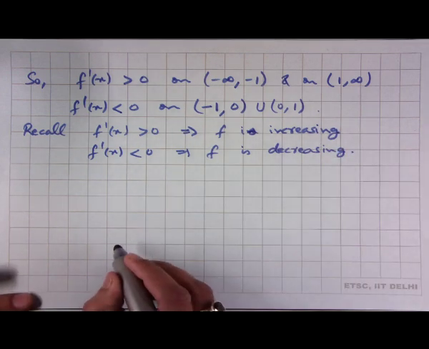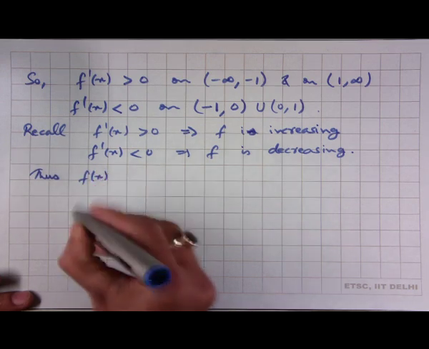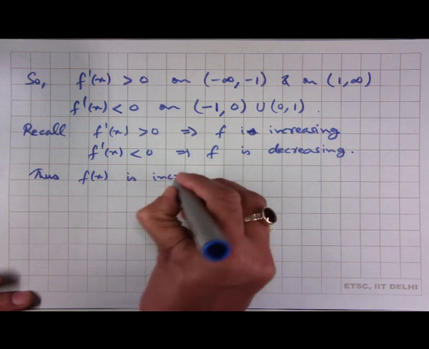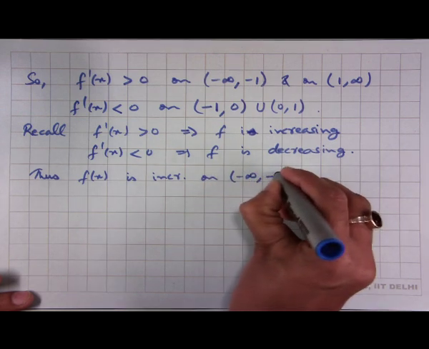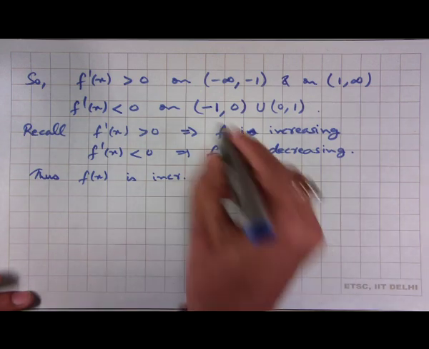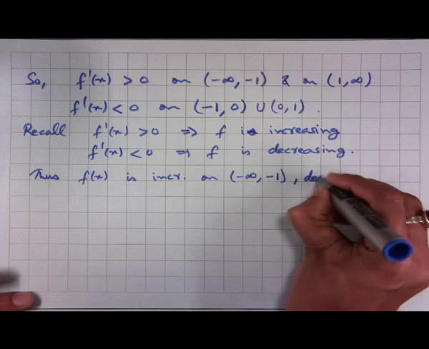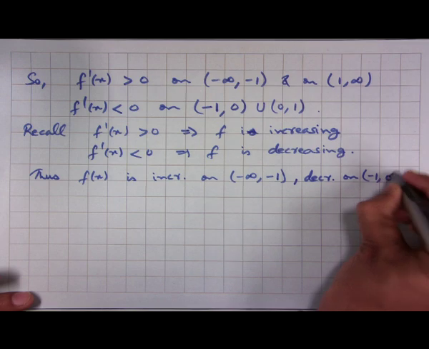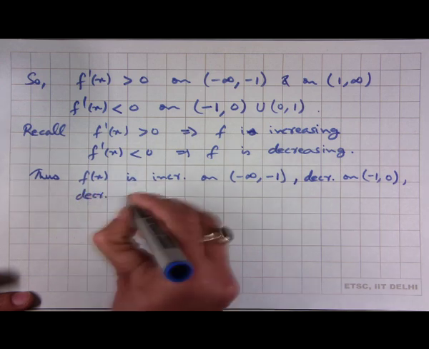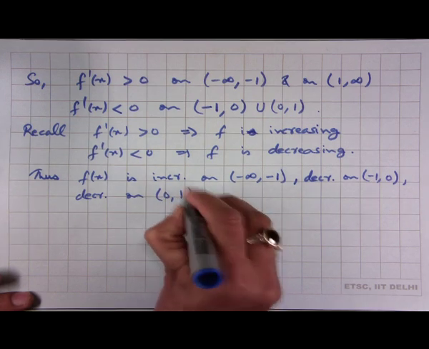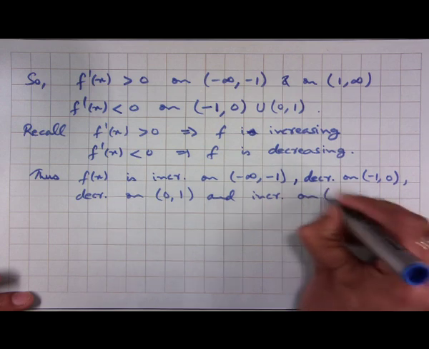So, what we know is that the function, thus f of x is increasing on minus infinity to minus 1, and then f prime x from minus 1 to 0 is decreasing on minus 1 to 0, then again it is decreasing on 0 to 1 and increasing on the interval 1 to infinity.